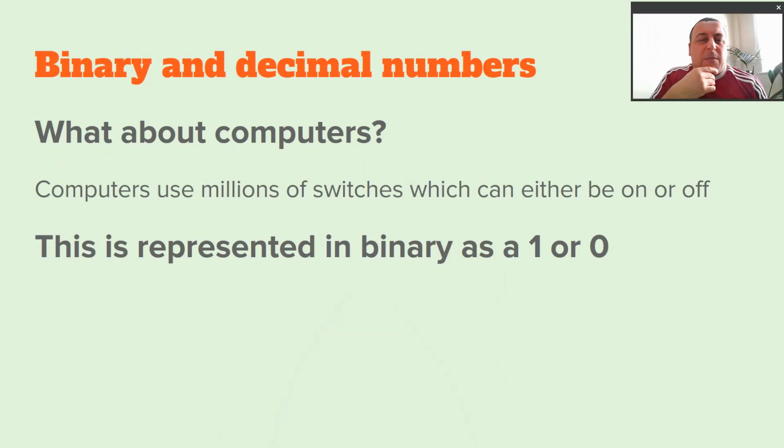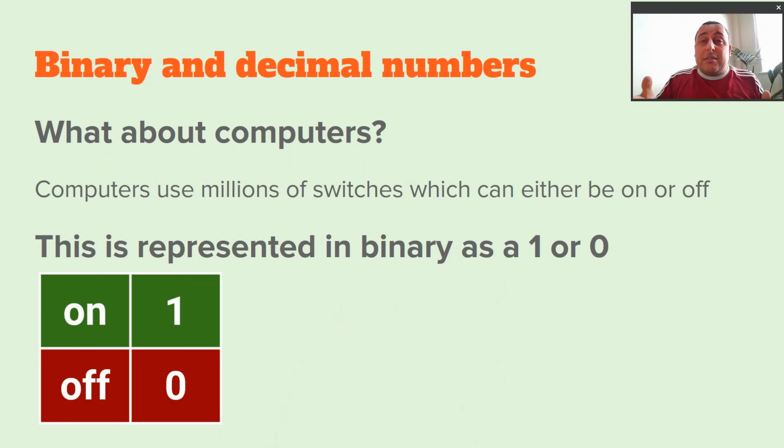But what about computers? Computers don't have 10 fingers like me and you to count up in 10s. They are made up of millions and billions of tiny little switches. Now, switches can only ever be on or off, can't they? They can be 1 or 0. So for computers, that's all they have. They have a 1 for on and 0 for off. Only 2 options for them.